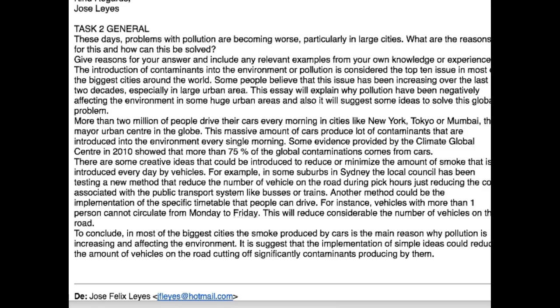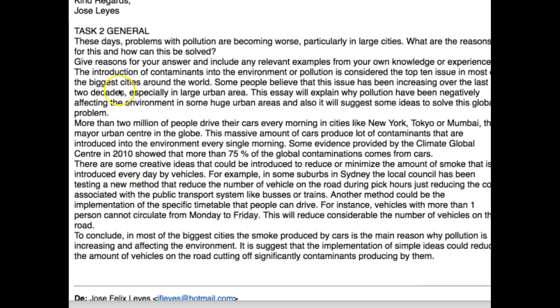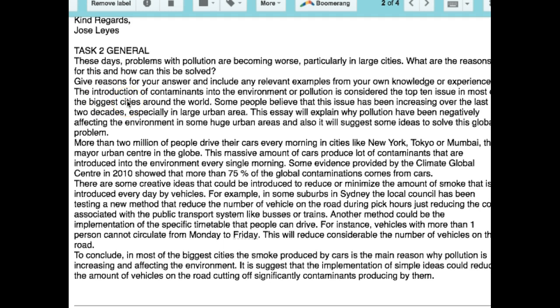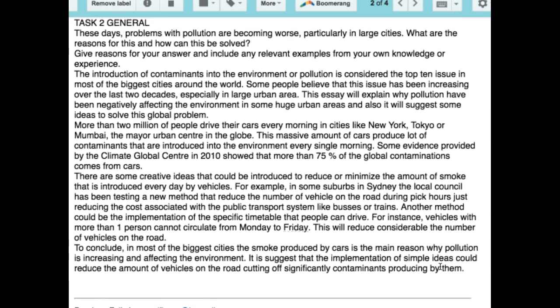These days, problems with pollution are becoming worse, particularly in large cities. Which are the reasons? Alright, so the introduction of contaminants into the environment, or pollution, is considered the top 10 issue in most of the big cities around the world. Some people believe that this issue has been increasing over the last 2 decades, especially in large urban areas. This essay will explain why pollution has been negatively affecting the environment in some huge urban areas, and also it will suggest some ideas to solve this global problem.